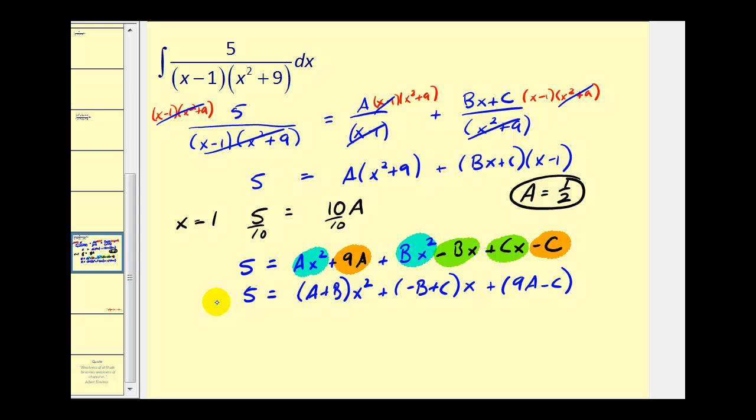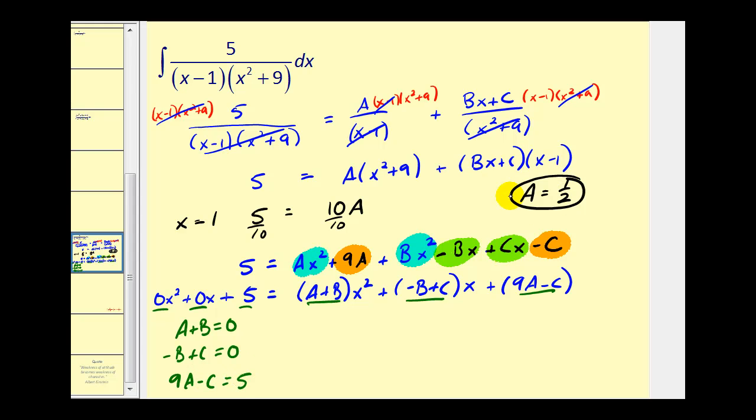Now if we take a look at the left side of the equation, we could write in here a 0x squared plus 0x plus 5 if we needed to. That just emphasizes that A plus B must equal 0. Negative B plus C must equal 0. And 9A minus C must equal 5.